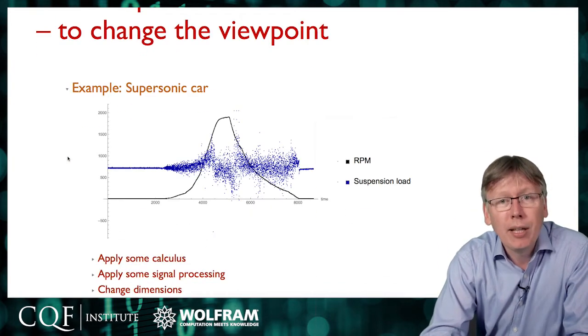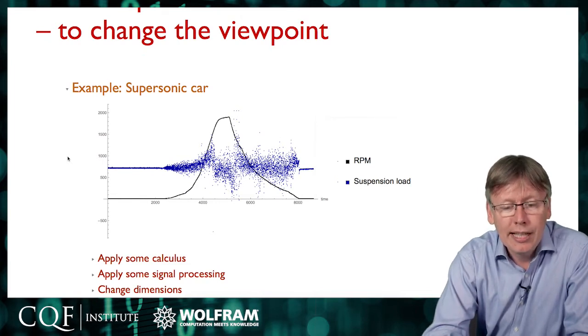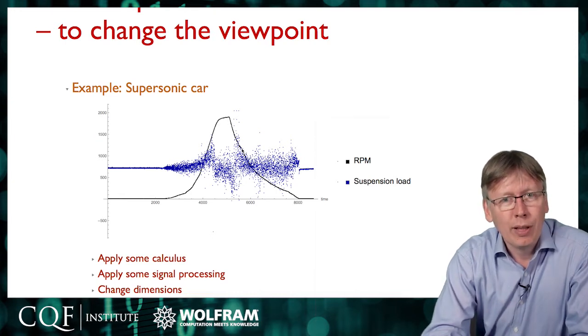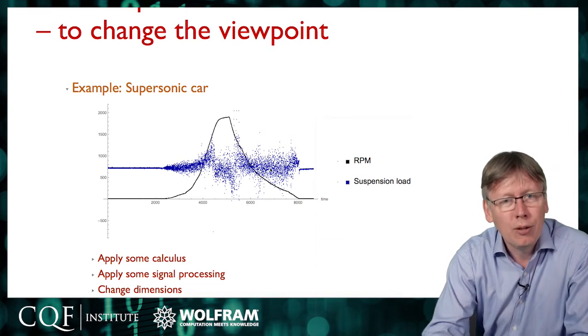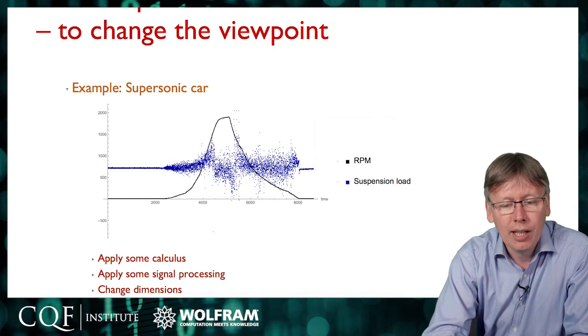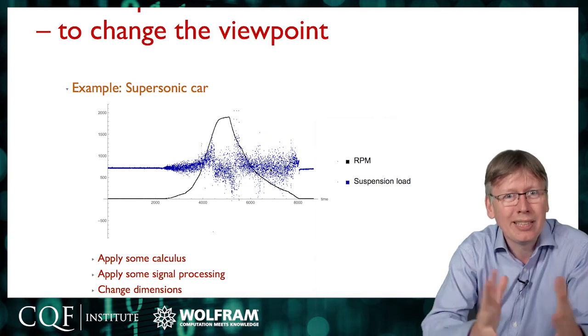So here's some data I was given by a group involved in supersonic cars. This was data on the RPM of the front right wheel, effectively a proxy for the speed of the vehicle, and the position of the suspension, how far down on the suspension the car was pressed. And they said, make something of this data.